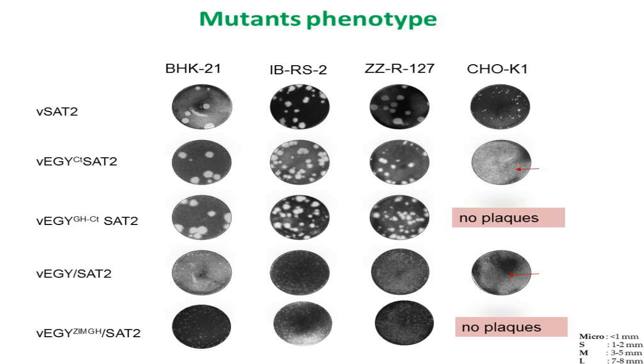And then in CHOK1 cells, we found that the CT mutant and the chimera viruses produced microplaques, and these were only visible after 22 hours of incubation, while the GHCT and the chimera viruses with the ZIM GH loop could not infect the CHOK1 cells.